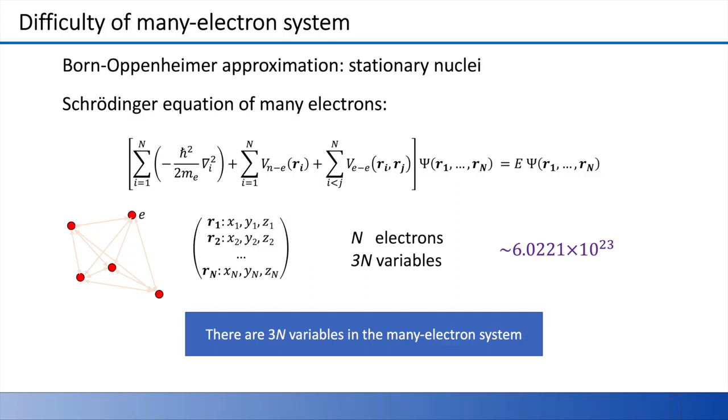The first term in the Hamiltonian is the kinetic energy of electrons. The second term describes the interaction between the positively charged nuclei and the negatively charged electrons. And the third term is coming from the interaction among electrons. The many electron wave function has to involve the coordinates of all electrons. In a system, the number of electrons can be on the order of magnitude of Avogadro's constant. As a result, we have to consider a huge number of degrees of freedom when solving this many electron Schrödinger equation.